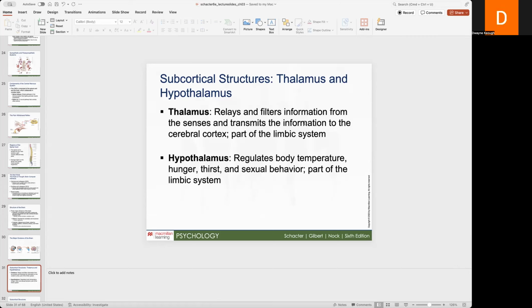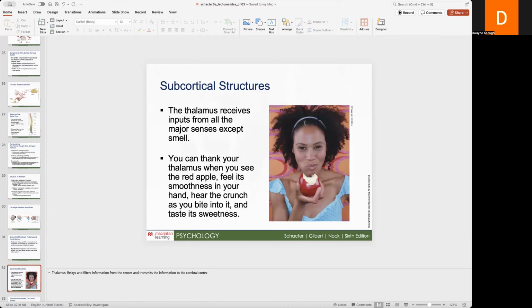The hypothalamus is responsible for regulating our body's temperature, our hunger, thirst, sexual behavior. It's also part of the limbic system. The subcortical structures, like the thalamus, receive inputs from all of the major senses, I told you, except smell. In fact, it goes directly to the amygdala, which can elicit emotional responses.